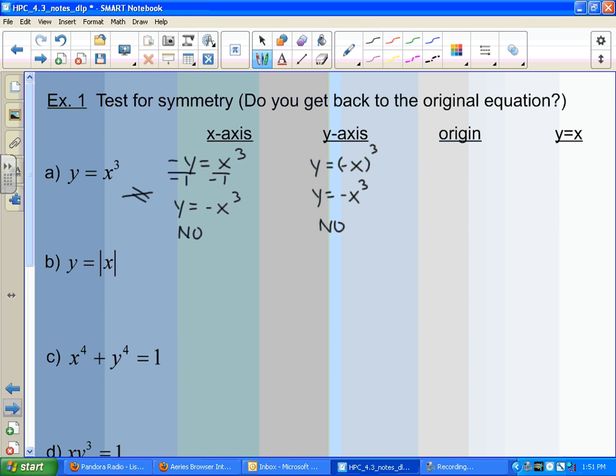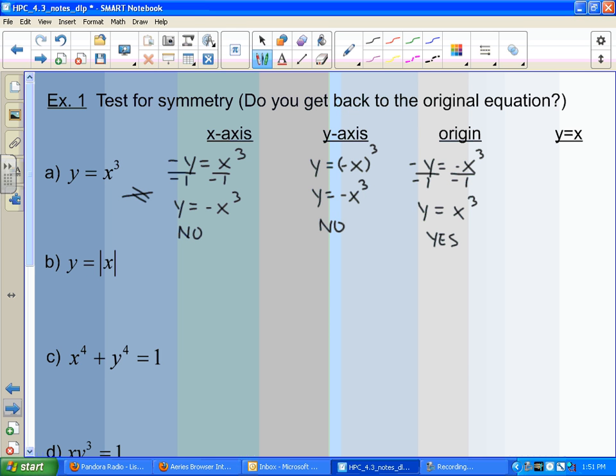Origin, we make them both negative now. Negative y equals negative x cubed. Divided by negative 1, divided by negative 1, and look at that. We now have symmetry. We get back to the original equation. Symmetrical around the point. Yes? Why do you divide by negative 1? Why am I dividing by negative 1? I'm just dividing the negative out of there. It can't be a 2 because there's no 2 in front of y, right? There's a 1 in front of y. It's actually a negative 1 in front of y.